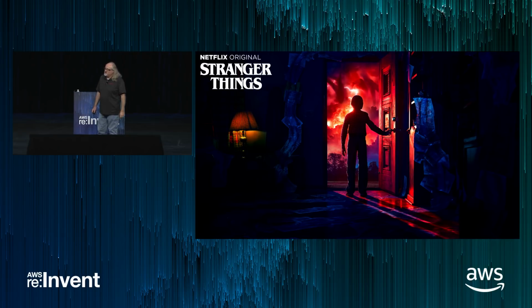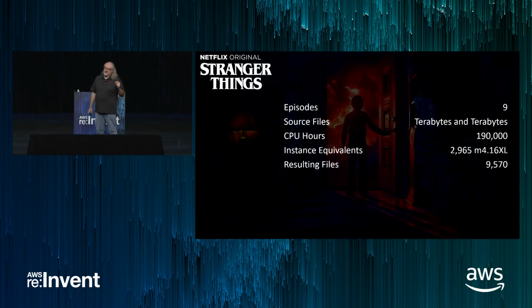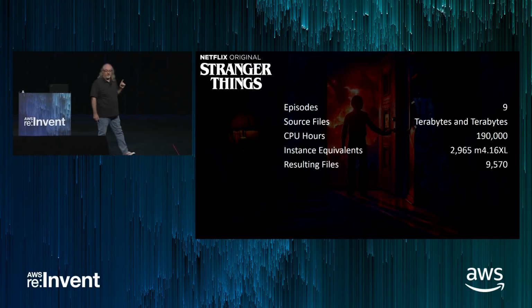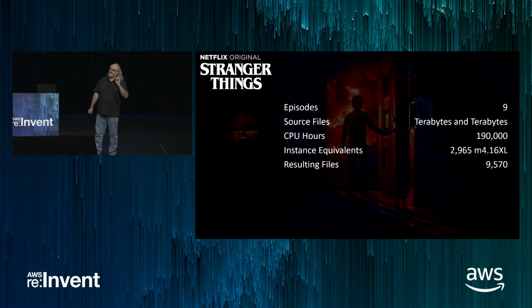In October of this year, Netflix released Stranger Things Season 2. Stranger Things Season 2, shot in 8K, has 9 episodes. Those source files are terabytes and terabytes of data. It required 190,000 CPU hours just to go through the media encoding process for this one season of this one television show.